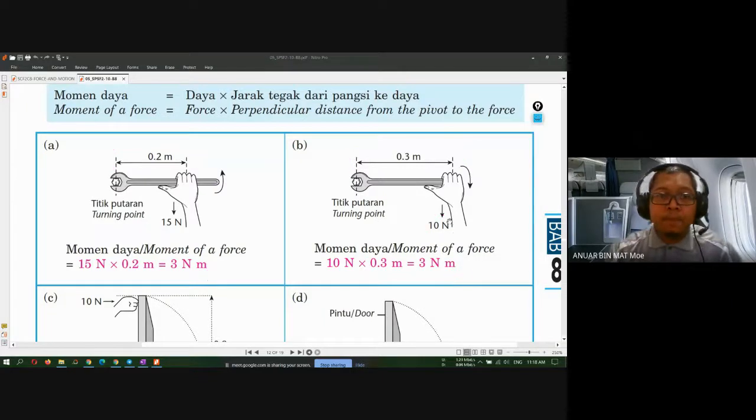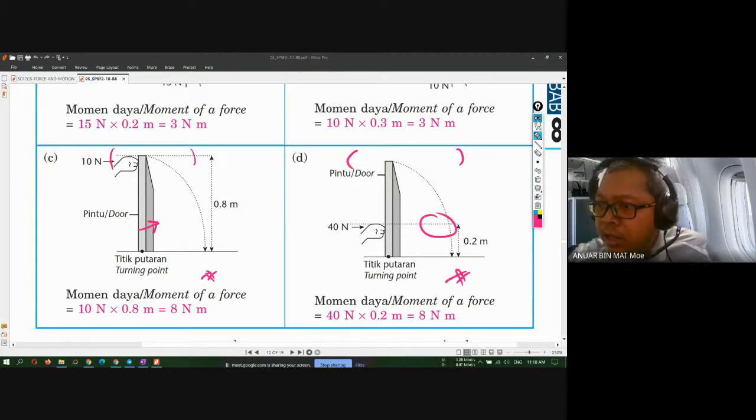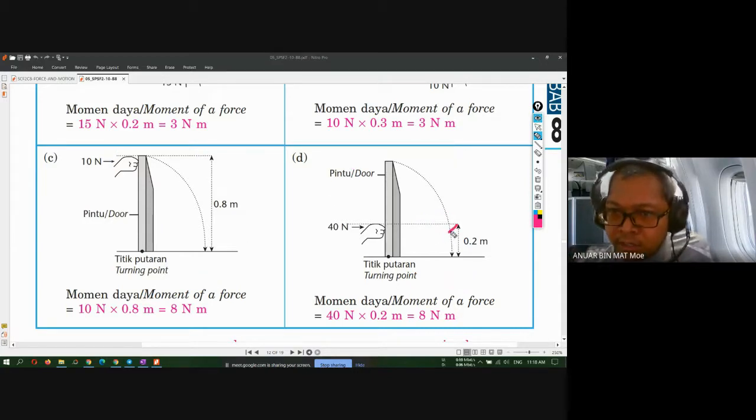Okay. Next one, this is the door. Also, you just multiply the distance and the force needed. Of course, if the distance is very short, in D here, only 0.2, only 0.2 meter the distance.